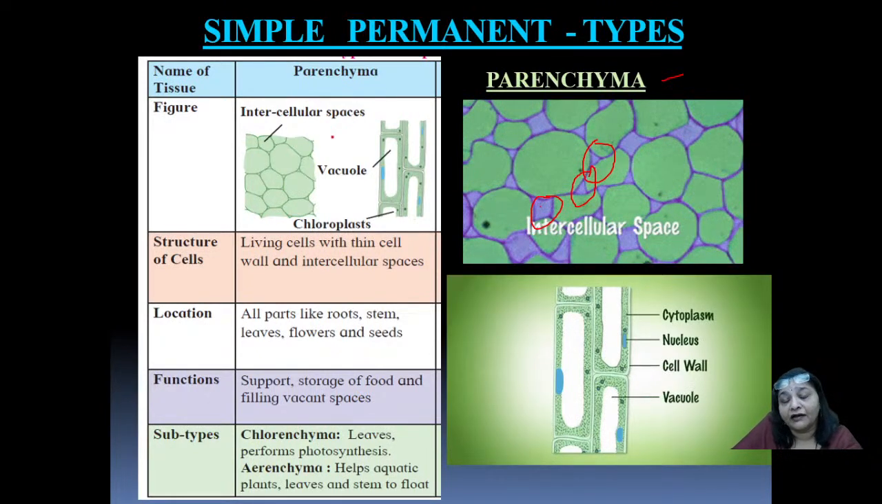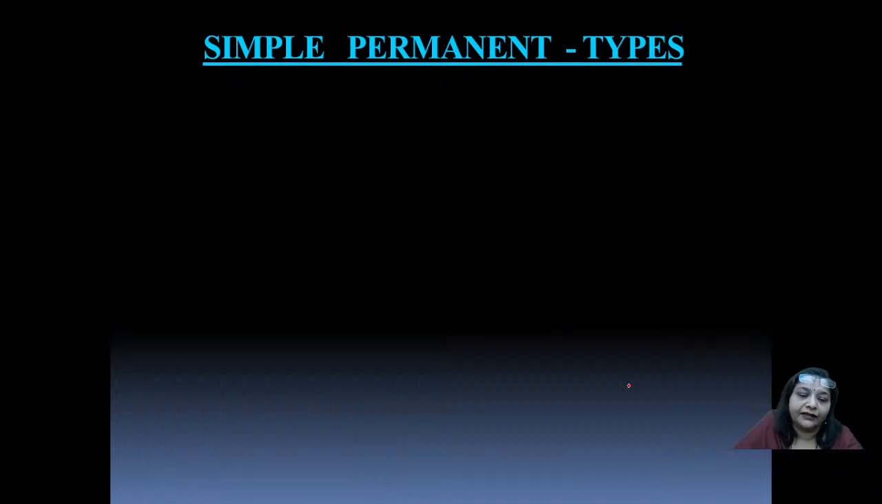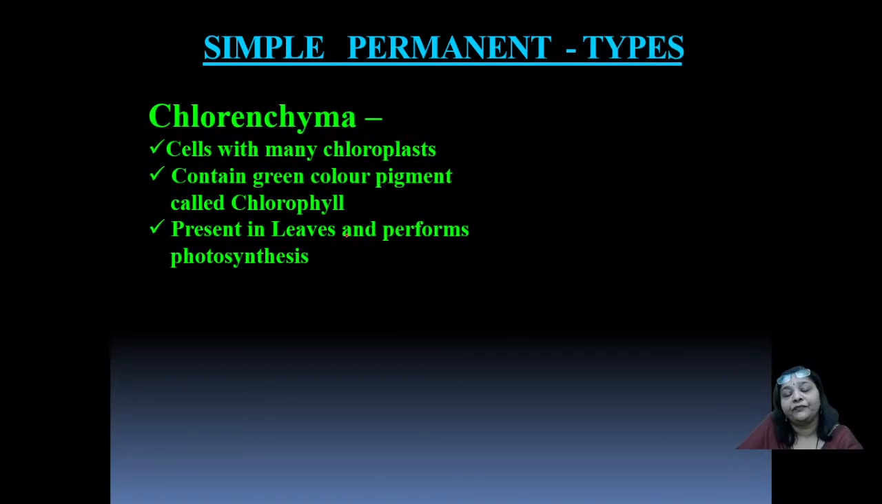Now, let me tell you the subtypes of parenchyma cells. The Chlorenchyma tissue, which is found in the leaves and helps in performing photosynthesis, whereas another type is the Aerenchyma tissue, which helps aquatic plants' leaves and stem to float on the water. So here you can see the parenchyma tissue, which are very simple living cells with thin cell wall. The cell walls are thin here, okay. That is it.